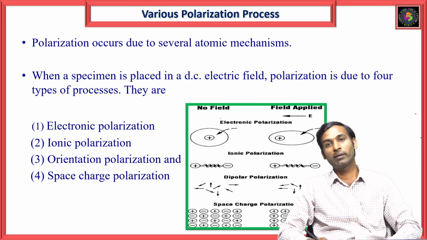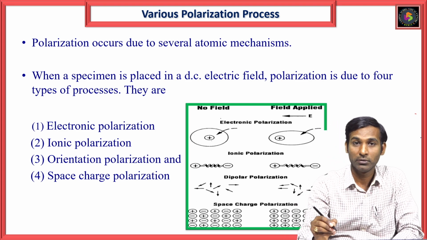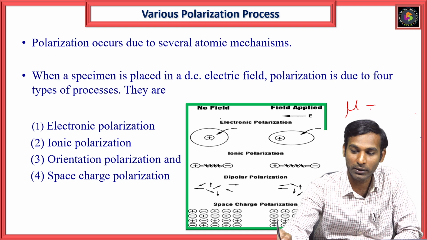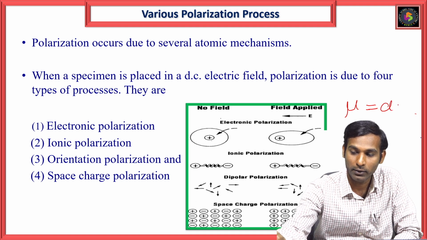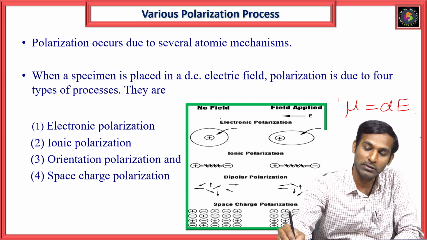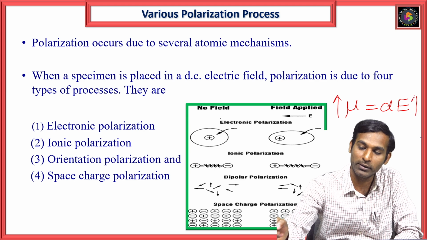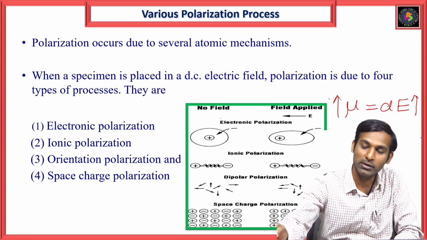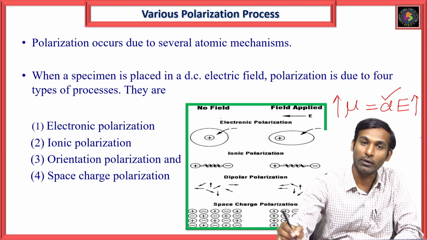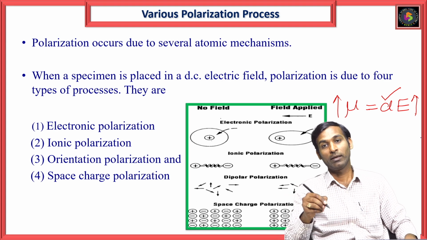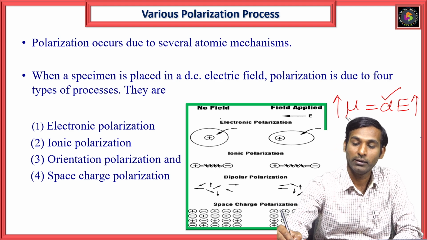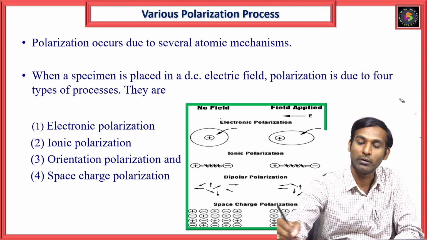In these four types of polarization, our aim is to calculate the induced dipole moment, which is equal to alpha times the electric field intensity. As the induced dipole moment increases, the strength of the electric field also increases. As the induced dipole moment decreases, the strength of the electric field intensity also decreases. Here the term is alpha. The polarizability is important for these four types of polarization processes. Simply, polarization is equal to the dipole moment per unit volume.